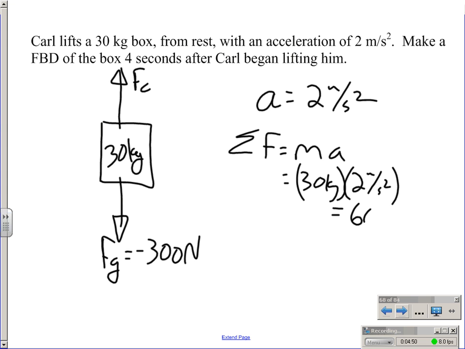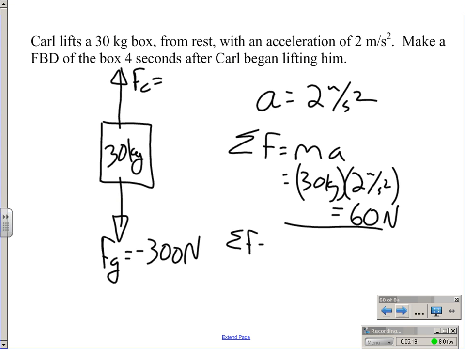That gives you 60 newtons. Now, remember, that is not the force that Carl is exerting. That's the net force. So the question is, how much force does Carl need to make this the net force? Some of you are able to look at it and just go, well, the net force is 60. That means there's 60 more newtons up than down. So if there's 300 down, there must be 360 up. If that's not immediately obvious to you, then use algebra.